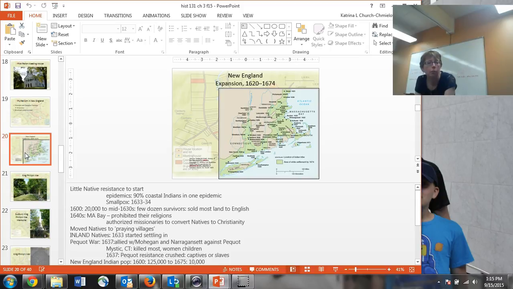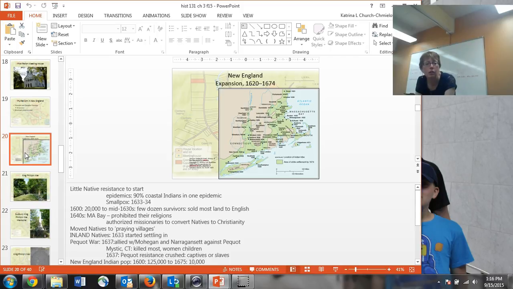And so they kept wiping out more and more people. By the mid-1630s, there were about 20,000 people, and the few dozen survivors at the time sold most of the land to the English. So in Massachusetts Bay, they prevented the religions of natives, and they wanted to convert them to Christianity, so they made praying villages. And the praying villages went well until there were some tensions.